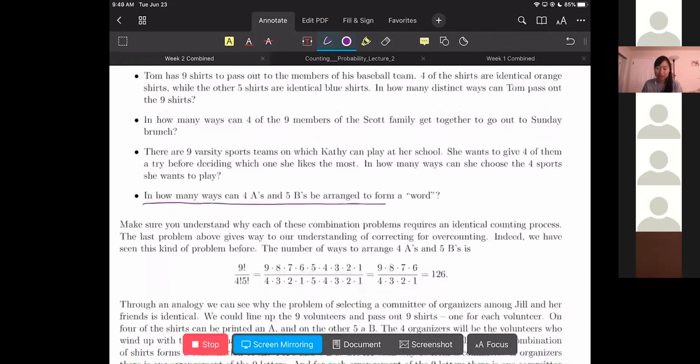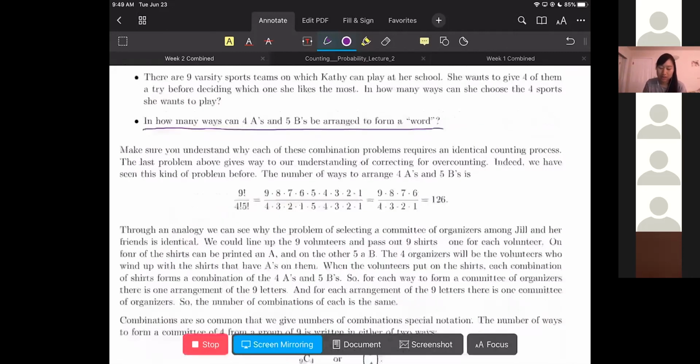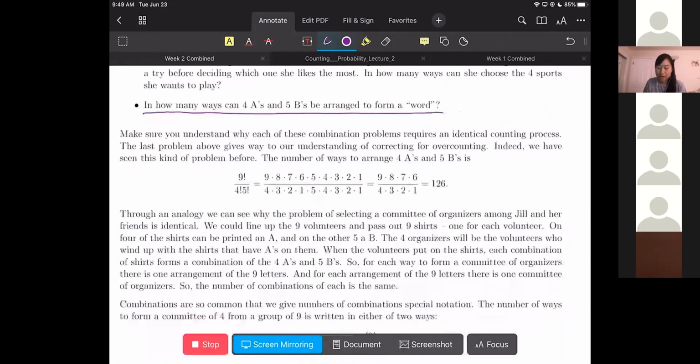So if we had 4 A's and 5 B's, then the total number of ways to order them, remember, is 9 factorial, and then we want to divide to account for the overcounting. So in this case, because there's 4 A's and 5 B's, we want to take 9 factorial, divide that by 4 factorial, and divide that by 5 factorial. And then if we expand out the factorials, we can cancel out the 5 factorials, and then we get 9 times 8 times 7 times 6 divided by 4 factorial. In this case, it's 126.